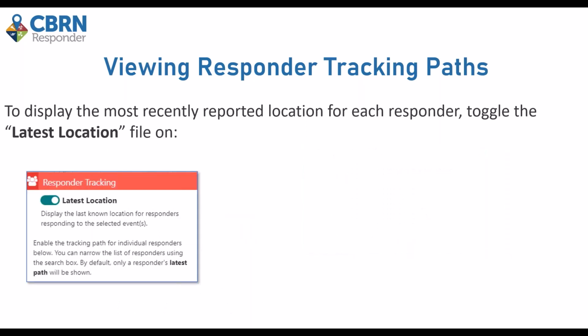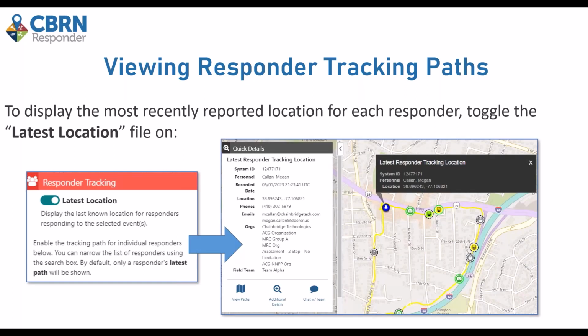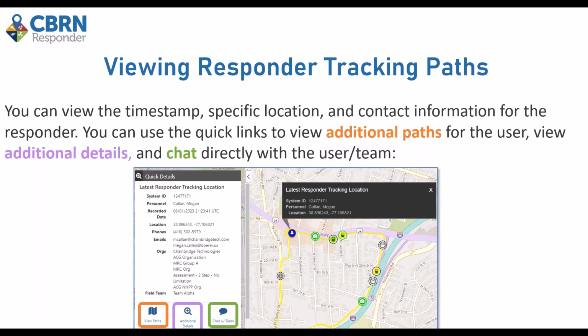For each responder that has responder tracking turned on, you can choose to view their latest location. Here I can see that blue icon that has a little figurehead. When I select that, that's the most recently reported location for this individual user. I can get the date and the time, as well as the specific coordinates and some contact information. You'll also see some quick links where you can view additional paths for the user, view any additional details about that location, and directly chat with the user and/or the field team that they're on.